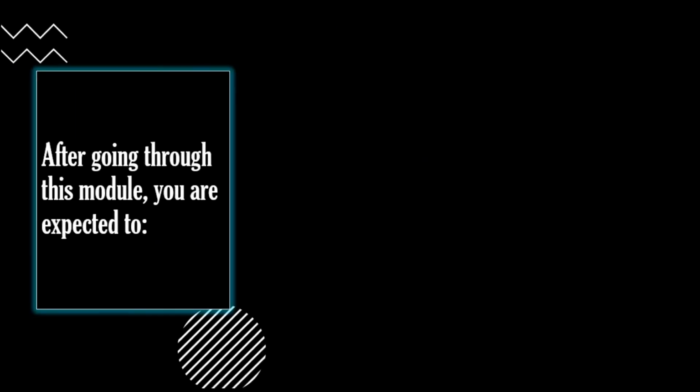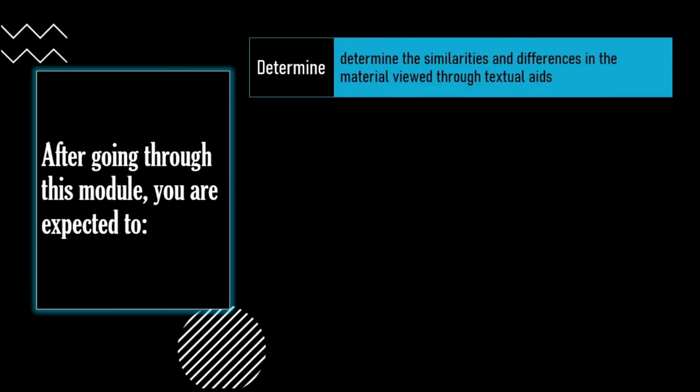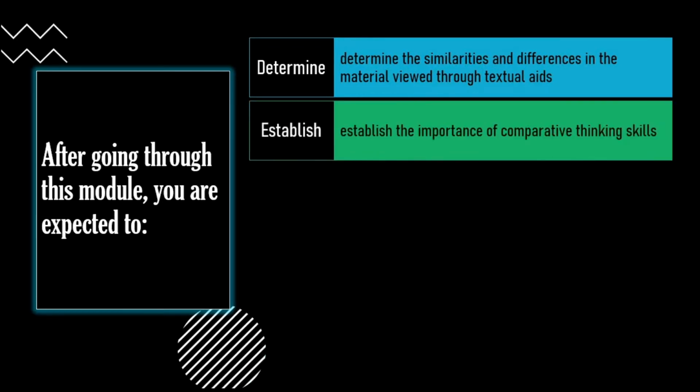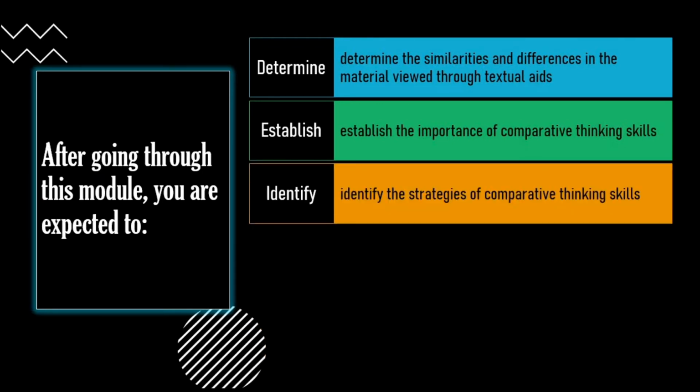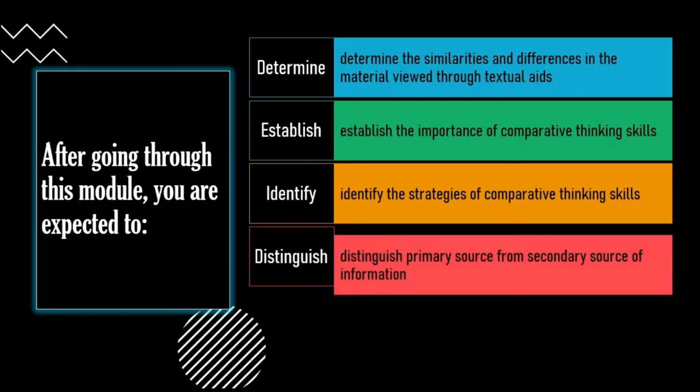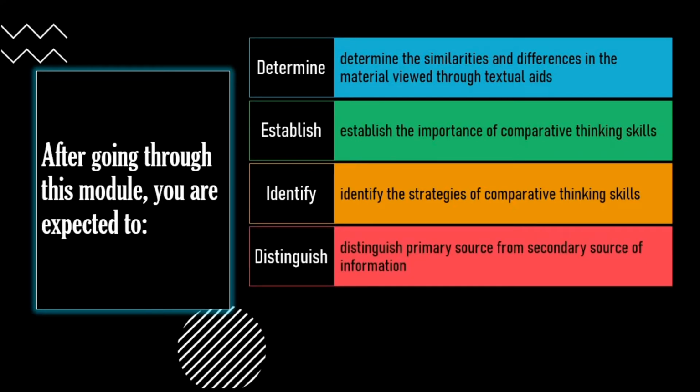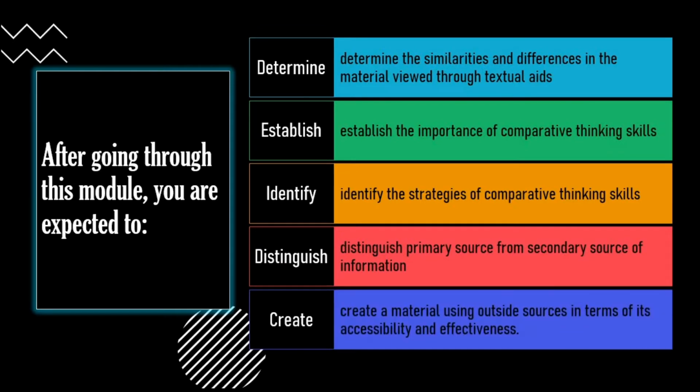Now, after going through this presentation, everyone is expected to determine the similarities and differences in the material viewed through textual aids, establish the importance of comparative thinking skills, identify the strategies of comparative thinking skills, distinguish primary source from secondary source of information, and create the material using outside sources in terms of its accessibility and effectiveness. I hope you will be able to accomplish all of this. So, let's get things started.